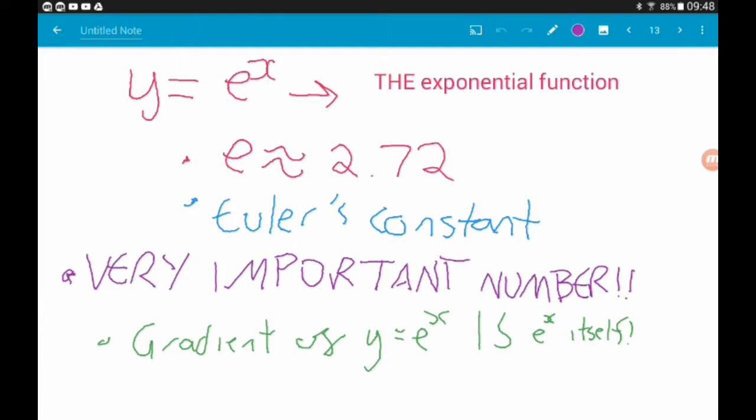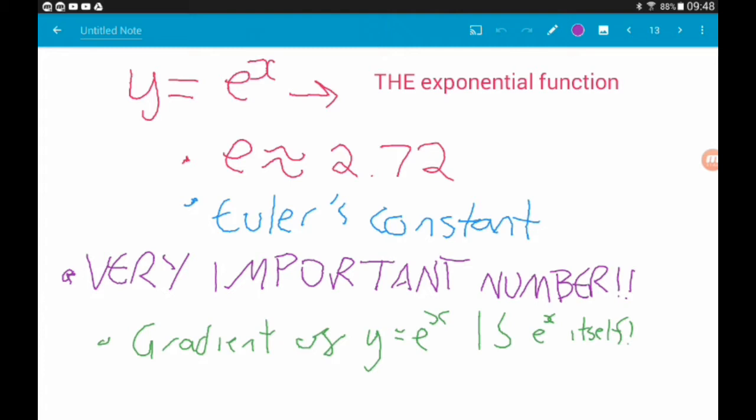Now, something that makes e so very special is that the gradient of e to the power of x anywhere on the curve of y equals e to the x is e to the x itself. So it's very, very important.